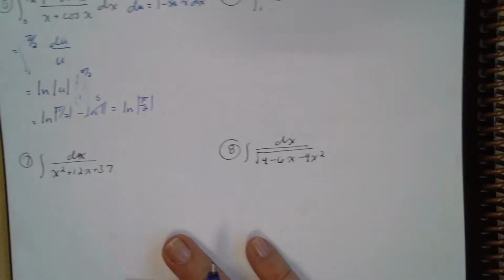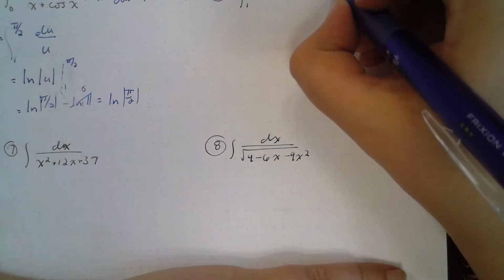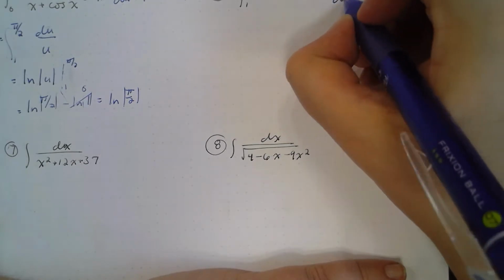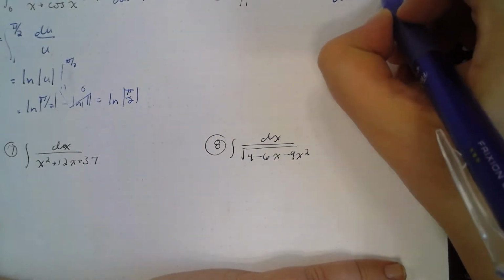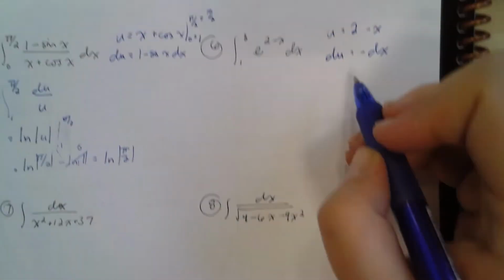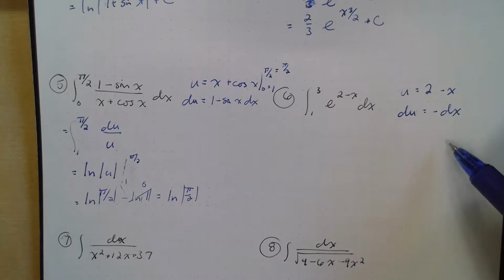All right. 1 to 3 of e to the 2 minus x. Well, this one doesn't really have a lot, but we still should probably use u substitution just to make this simple. So u here is going to be equal to 2 minus x. So du is going to be equal to negative dx. That's important because if we didn't do this, I think you would kind of miss that negative sign.